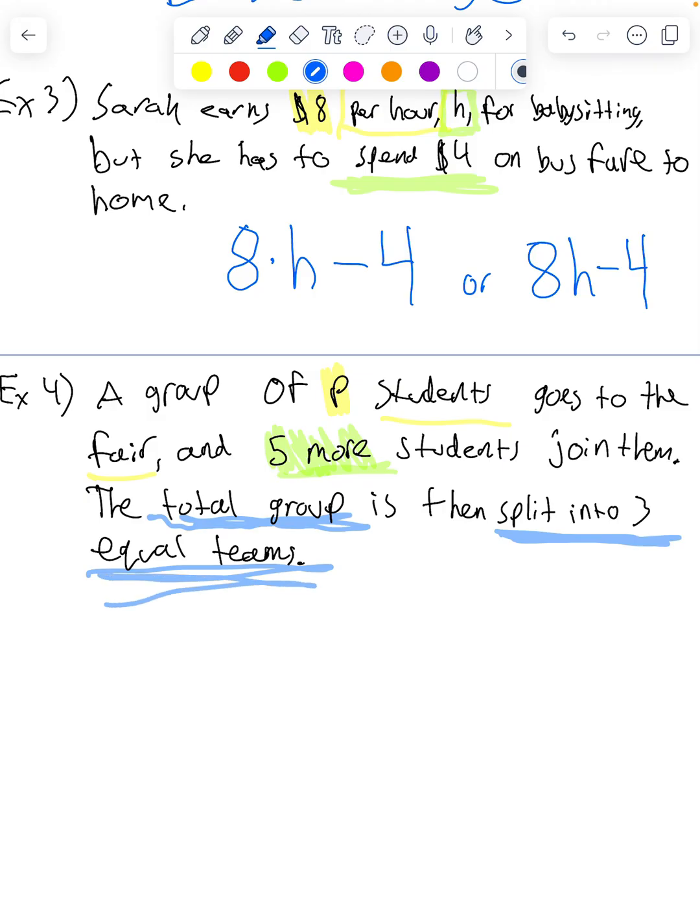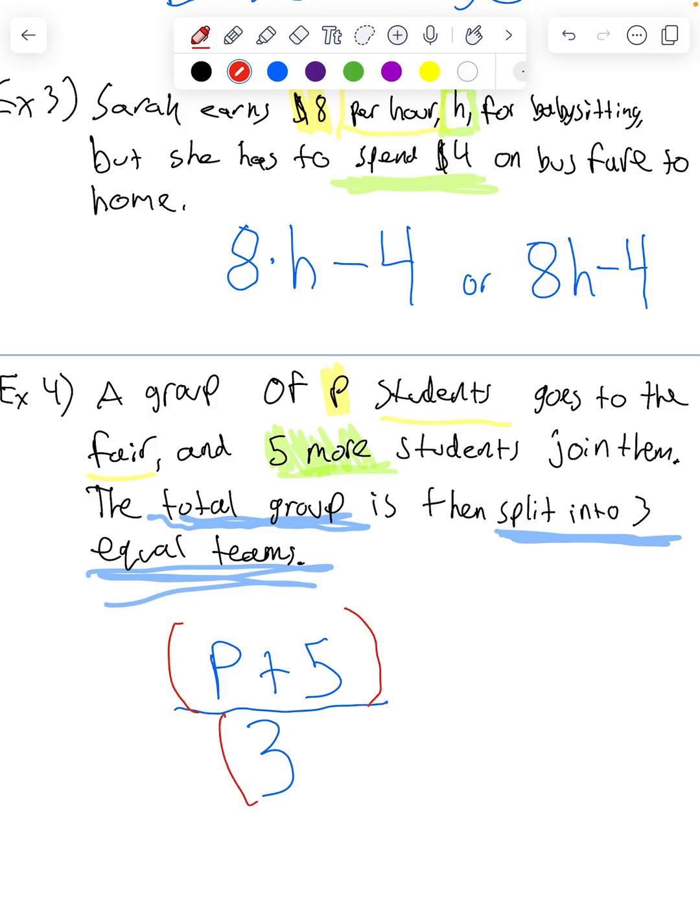When I hear split into 3 equal groups, 3 equal teams, 3 equal parts, I want to think division. So I'm going to take however many students I started with. We called them P. We're going to add 5 more students to that group. So that whole big group of students is P plus 5. And then we're going to divide the entire group by 3. And remember, when we deal with fractions, we have sort of imaginary or invisible parentheses around the numerator and the denominator. So you could write it with the parentheses around it as well.